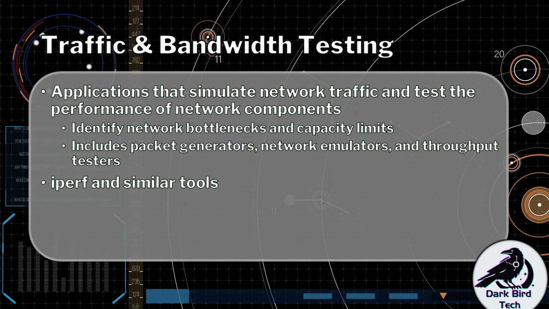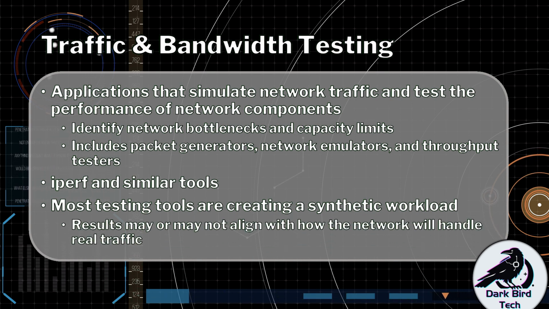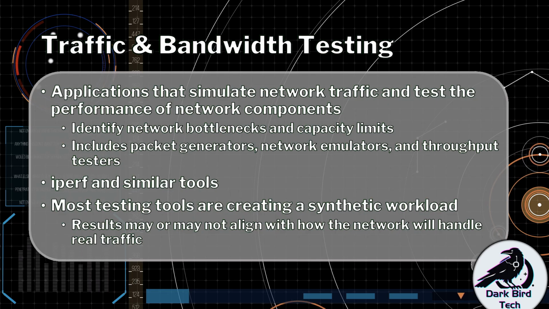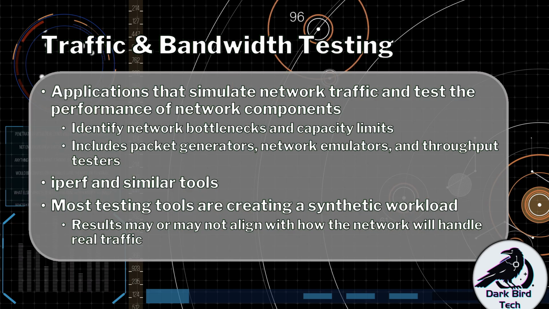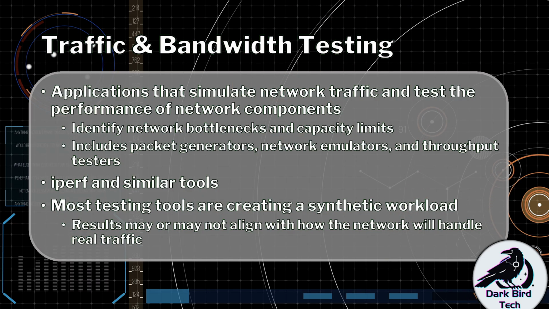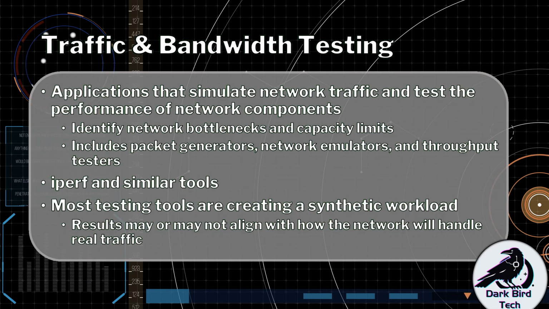But something to understand about traffic and bandwidth testing tools is they are creating a synthetic workload. And this means the results may or may not really align with how the network will handle real traffic. For instance, if you do one of those internet-based speed tests, that's showing your network's maximum potential, but it's not a real download or upload, because if I'm downloading a file from a web server, that server decides how fast I download something, not my internet connection. And if my internet connection is way faster than what the server I'm downloading from says I may download at, it doesn't matter whether my internet connection is 1 gig or 10 gigabits, I'll be downloading at whatever the server says.